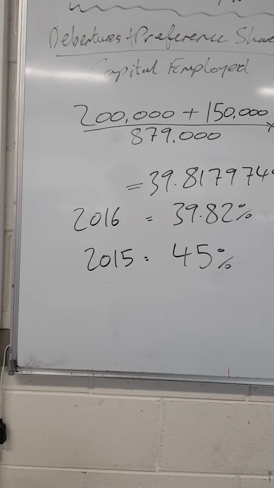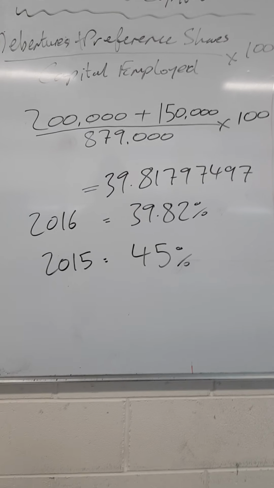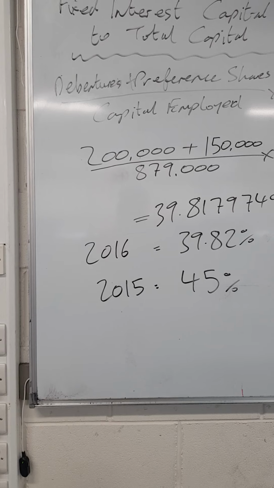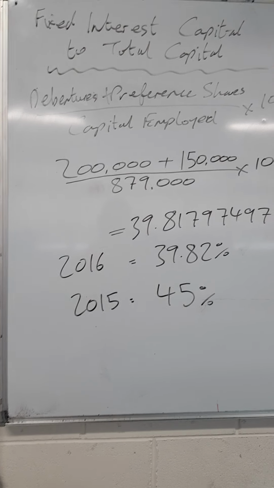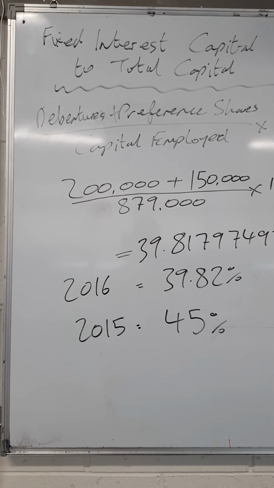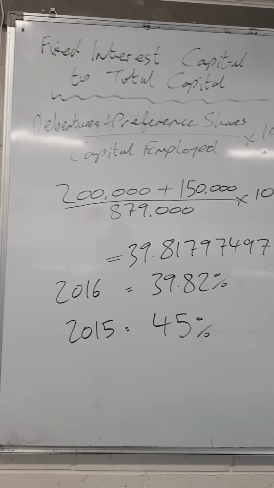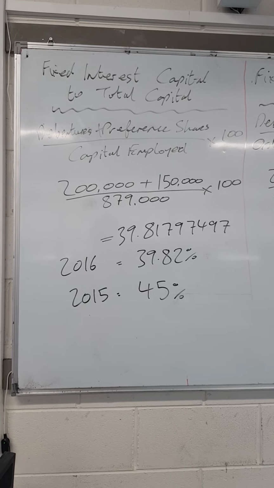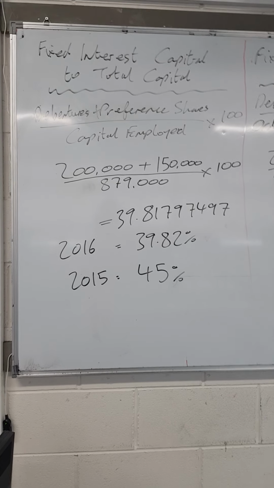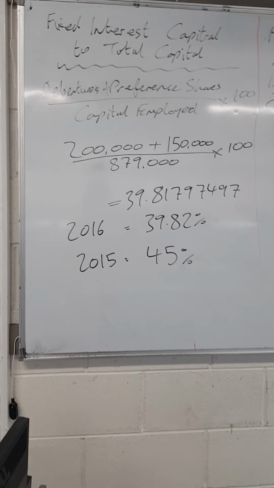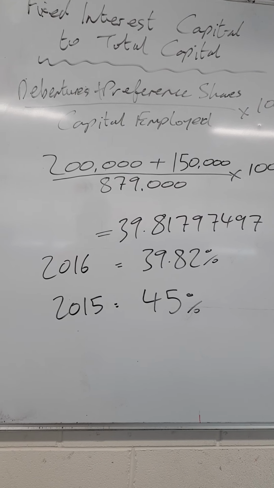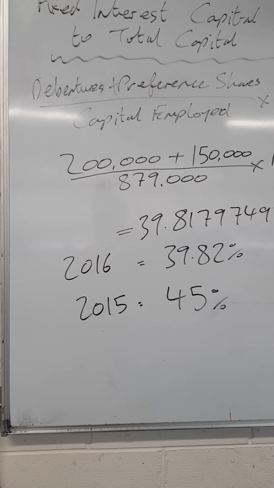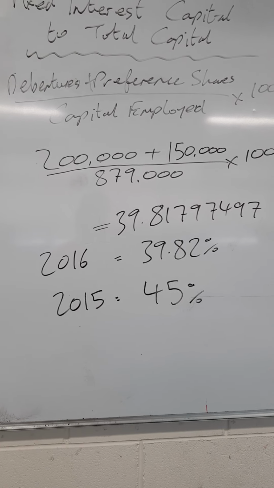So again, how you would say that in simple English is, our gearing ratio, because that's basically what that one is. But if you want to give it its full name, particularly if you're given the second one, fixed interest capital to total capital has reduced. The company is lowly geared. More of its money comes from equity than from debt. And that's all you have to say.